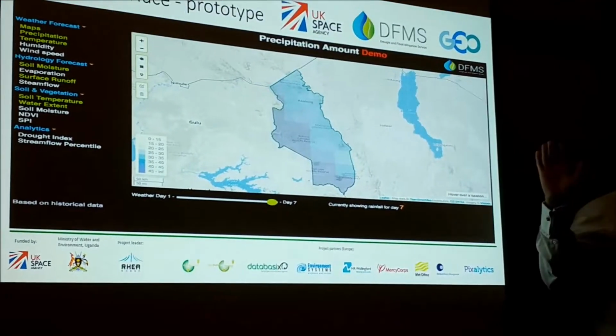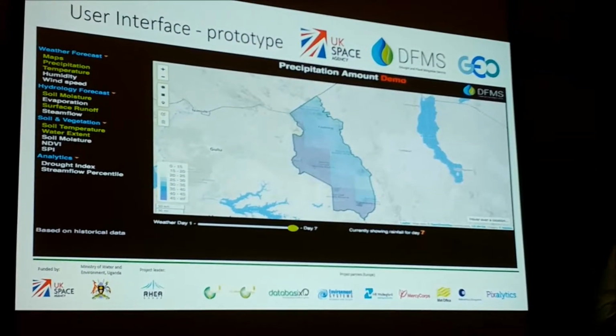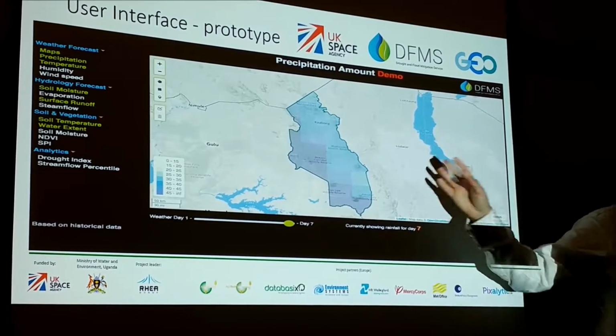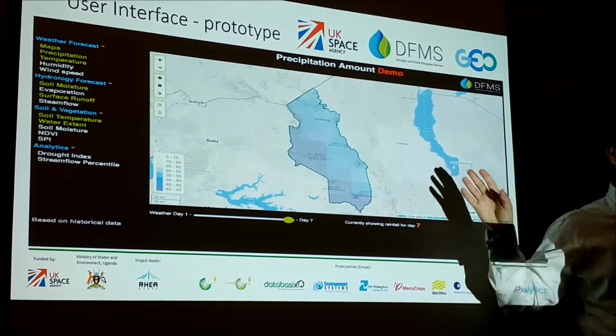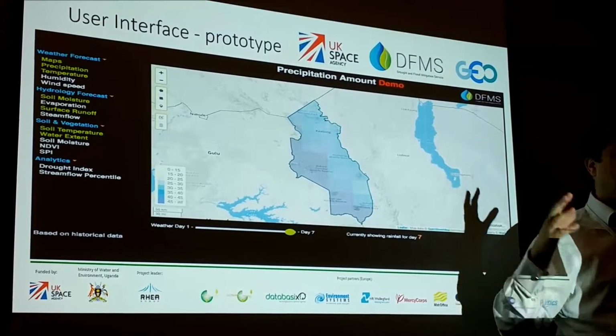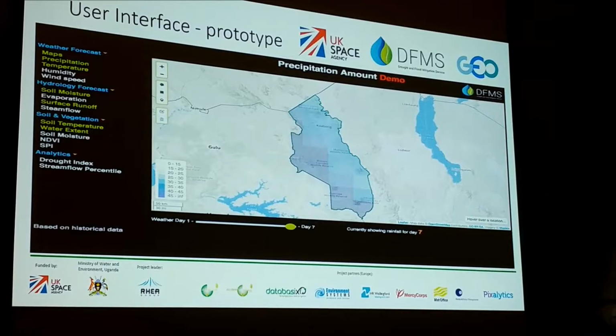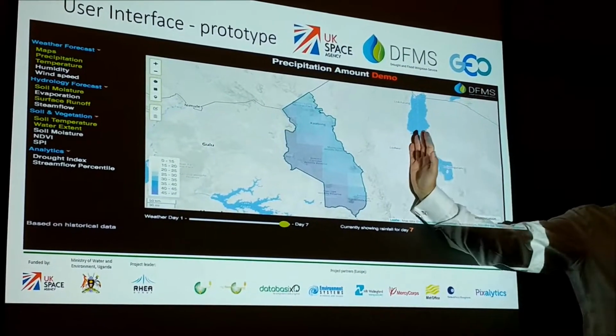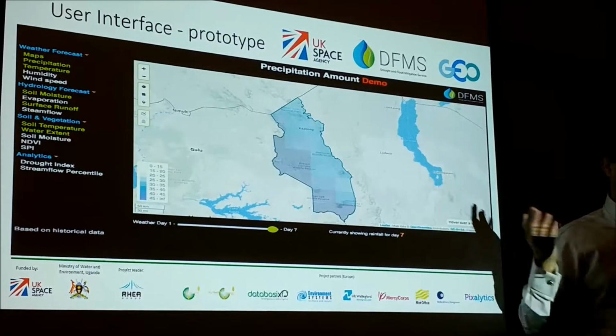And really, the first version just shows different data sets on a map. Again, the users of this kind of interface will probably be about 5% of our system. So the Uganda Met Office will probably use that, but not farmers.